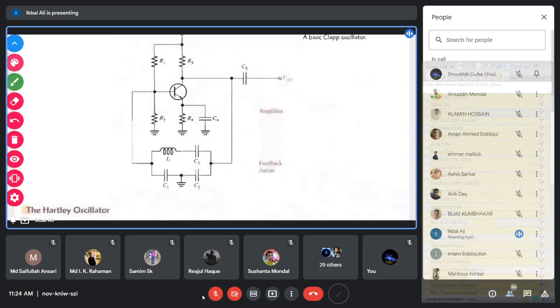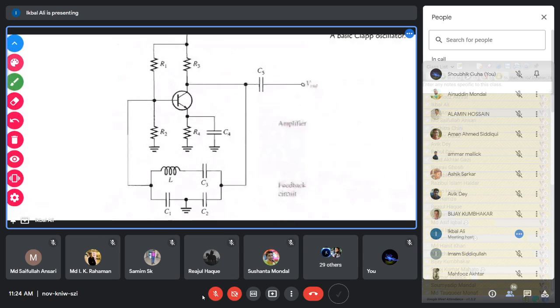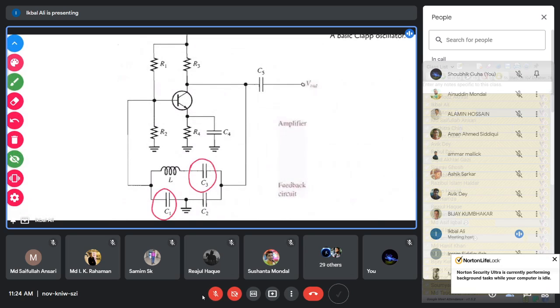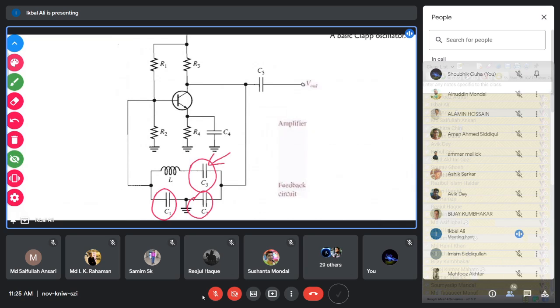So the frequency of operation of this circuit only depends on this capacitor. Though C1 and C2 are connected here, they do not appear in the frequency expression because you have chosen C3 much smaller than C1 and C2. Only C3 will appear, and that is free from the stray capacitance effect. So the frequency of the oscillator will not be affected by the stray capacitance of the transistor, and that eliminates this problem of the Colpitts oscillator.